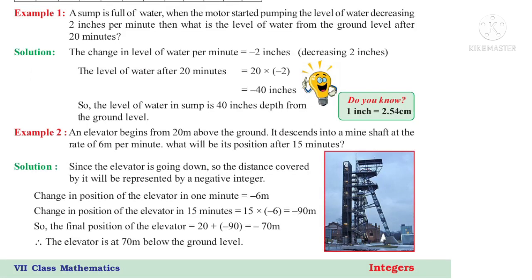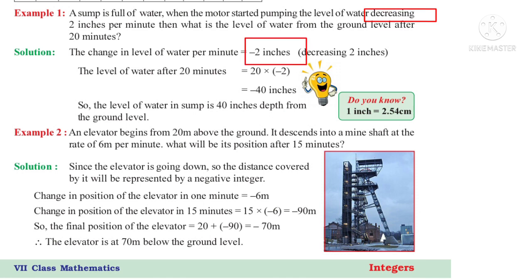Now example 1. A sump is full of water. When the motor is started pumping, the level of water decreases 2 inches per minute. Then what is the level of the water from the ground level after 20 minutes? Solution. The change in level of water per minute is equal to, here observe the word decreasing. It indicates minus, so minus 2 inches.